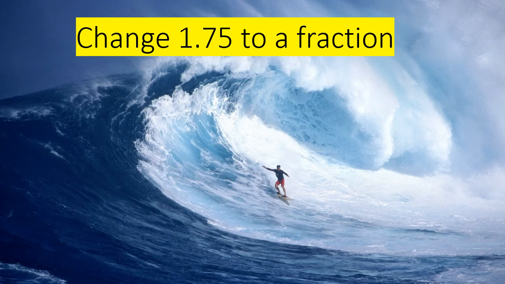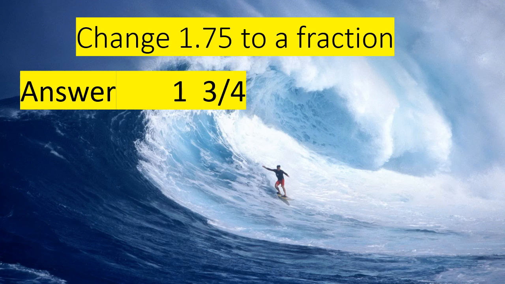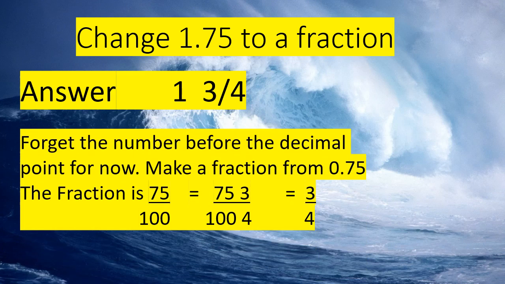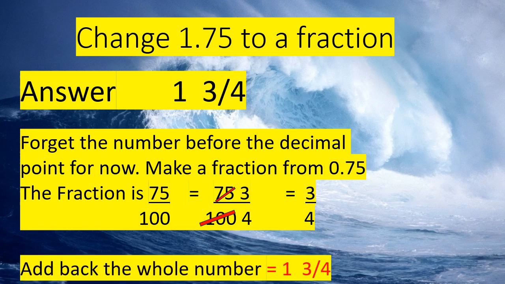And this one is change 1.75 to a fraction. So the answer for that one is 1 3 by 4. Where did that come from? Well, forget the number before the decimal point for now, the 1. Make a fraction from 0.75. So the fraction is 75 on the top, 100 on the bottom. We can divide both of those by 25. So 75 divided by 25 is 3 on the top, and 100 divided by 25 on the bottom is 4. So we have 3 by 4. And we add back the whole number, which is 1. So now we have 1 3 by 4, and that is your answer.